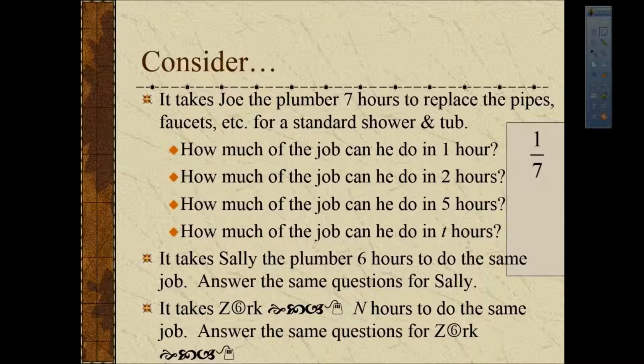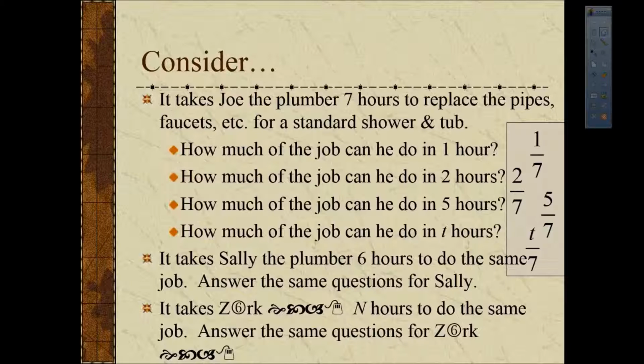He can do 2/7 of the job in 2 hours. He can do 5/7 of the job in 5 hours, and he can do T/7 of the job in T hours. Of course, if he works for all 7 hours, that's 7/7, and he's done 1 complete job.